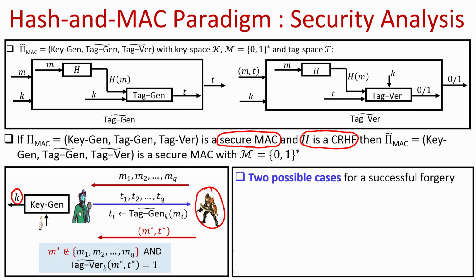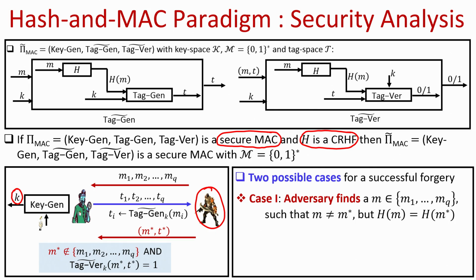So, the idea behind the proof is as follows. If at all there exists an adversary who can come up with a forgery M star comma T star in polynomial time, then there could be two possible cases. The first case could be that for the adversary who has come up with the forgery M star comma T star, it so happened that there exists at least one of the messages for which he has asked for the tag, which we denote by M, such that the forged message M star, even though it is different from that particular message M, it so happened that M comma M star constitutes a collision for your underlying hash function.